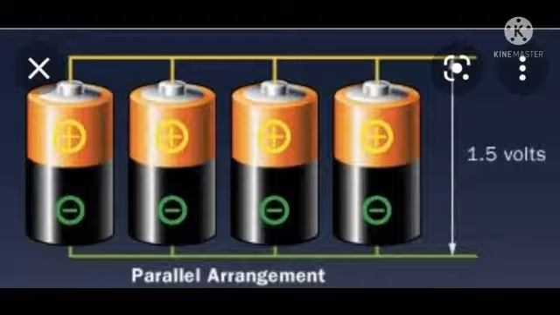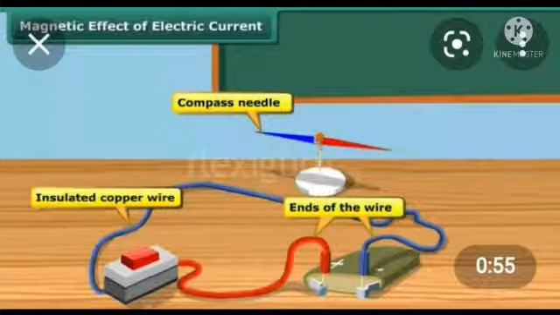So in this series connection, student, the positive terminal of one cell is connected to the negative terminal of the second cell, and the positive terminal of the second cell is connected to the negative terminal of the third one, and so on. Therefore, if each cell has a potential difference of 1 volt, student, the total potential difference of 3 cells will be 3 volt.